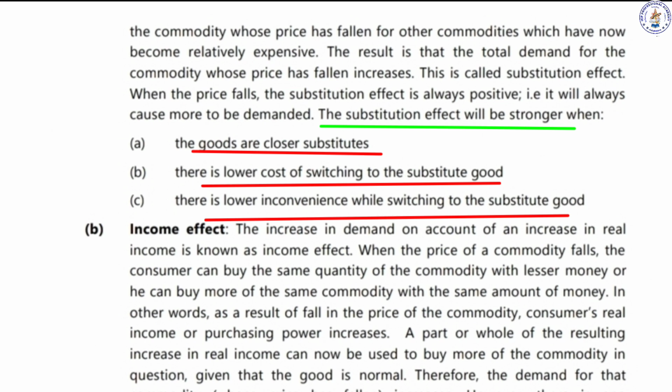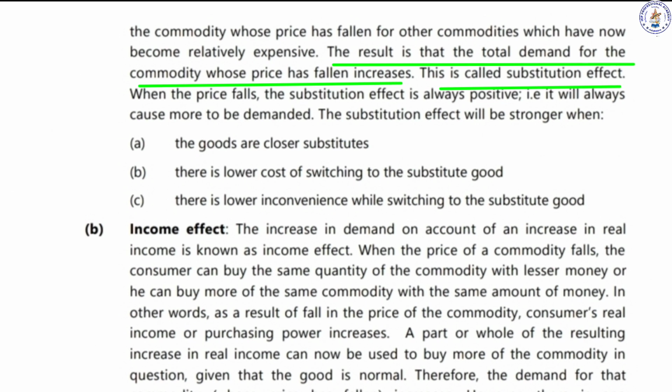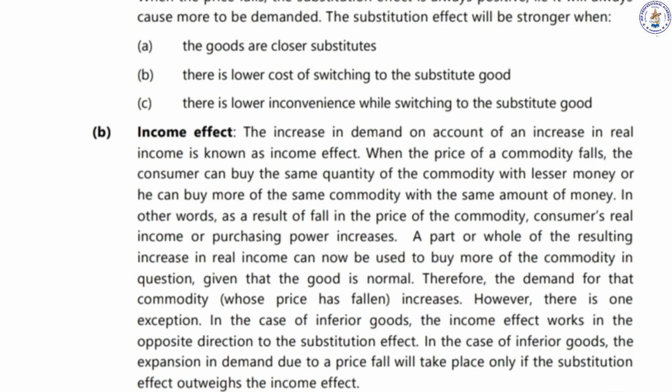So the substitution effect can be felt where three conditions are there. One, the product should be a close substitute. Next, the cost of switching should be lower. Third, it should cause lesser inconvenience. This is called the substitution effect, that is, the effect on the substitute product due to the increase in the price of the real product. Of the two effects of price, one is substitution. Second is the income effect.